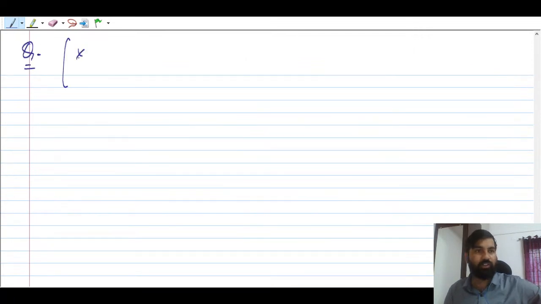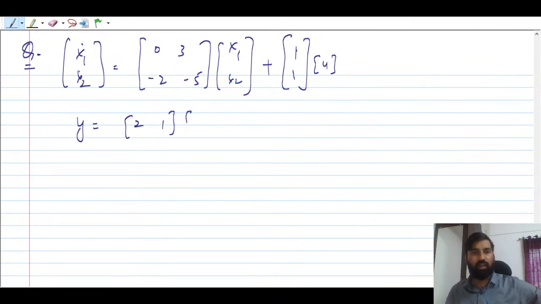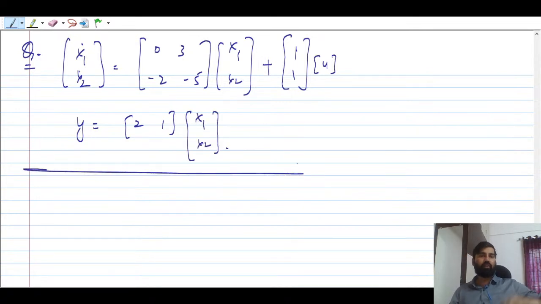So suppose you have got a state model x1 dot, x2 dot equals the matrix [0, 3; -2, -5] times x1, x2, plus the B matrix [1; 1] times U. And then Y is given as [2, 1] times x1 and x2. Now you see, this is the A matrix, this is the B matrix, this is the C matrix.